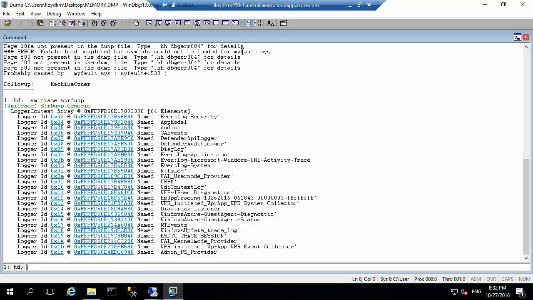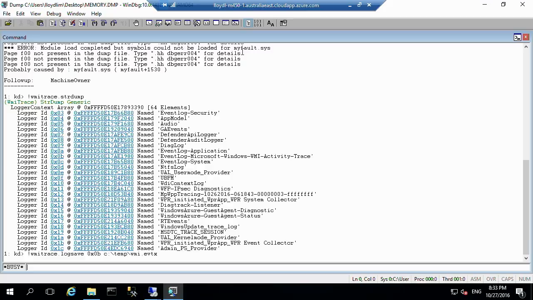So all you do is you just do a bang, WMI trace dot log save 0x0b, and then you put a location where you want to save it, C drive /temp WMI dot. For that, you save as an evtx file because it's basically an event log. Right? Once it gets saved, all you do is you go into the evtx file after that and you double click it, you open out an event log and you see all the events that happened right up to the point where it all crashed. Right? So you do the same thing again with the WPA stuff.